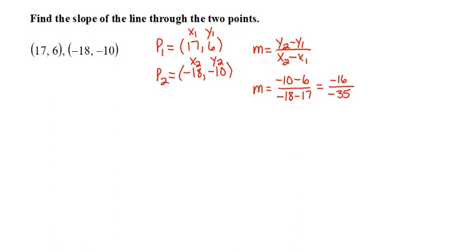However, we do have 2 negatives here, so when you take a negative divided by a negative, you wind up with a positive. So we can just drop off those negatives, and we wind up with 16 over 35, and that will be the slope of our line that passes through those 2 points.